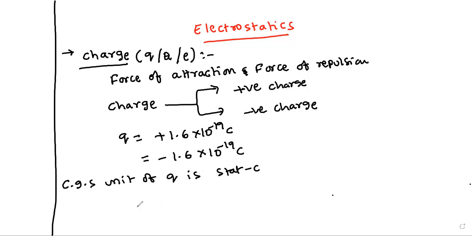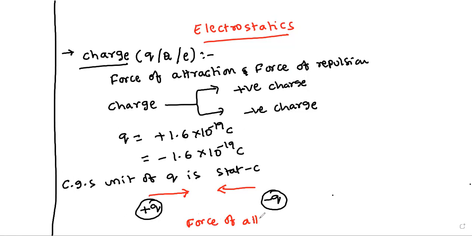Now let us consider I am having a positive charged particle and a negative charged particle. That means we can say these are unlike charges. Between the unlike charges, we'll have the force of attraction. That means both the particles will approach each other and attract each other.